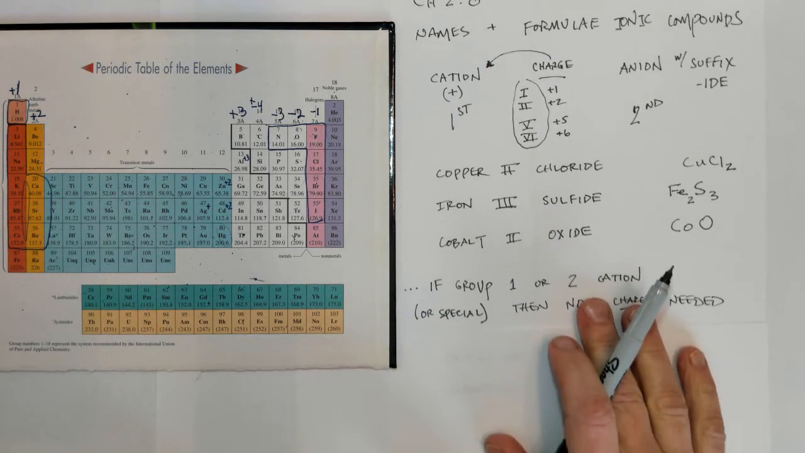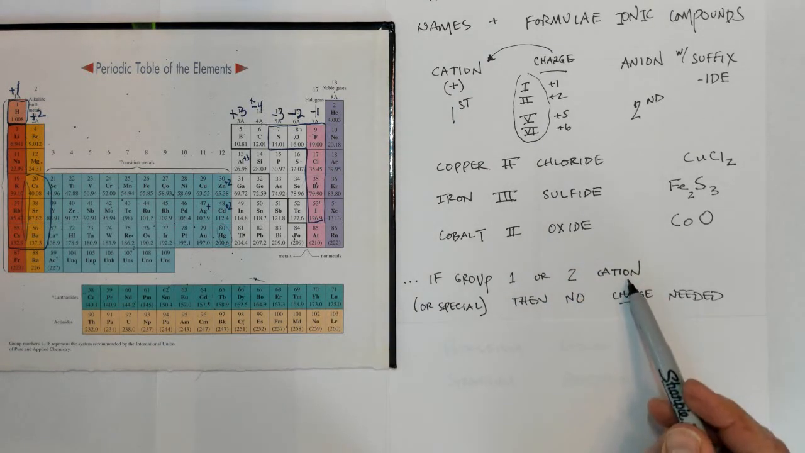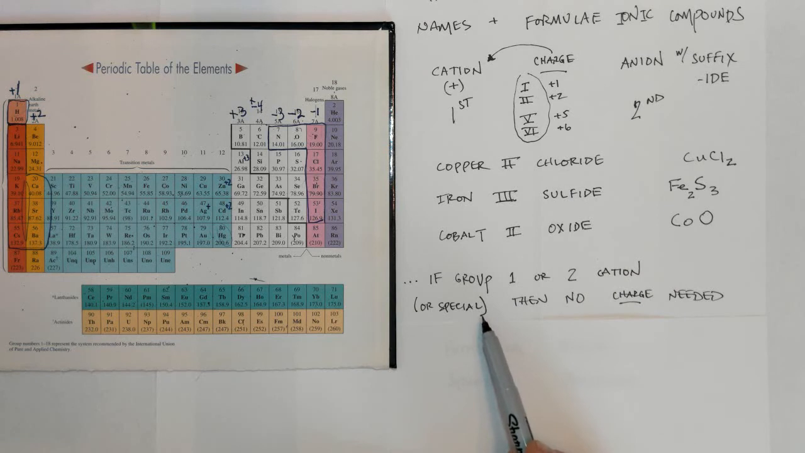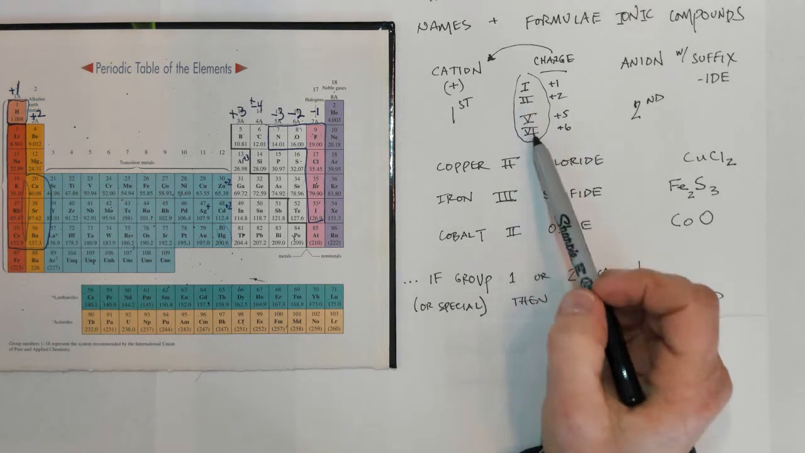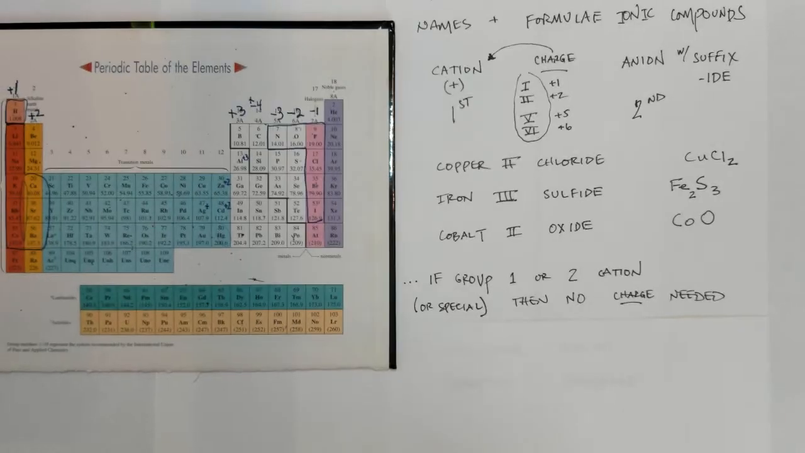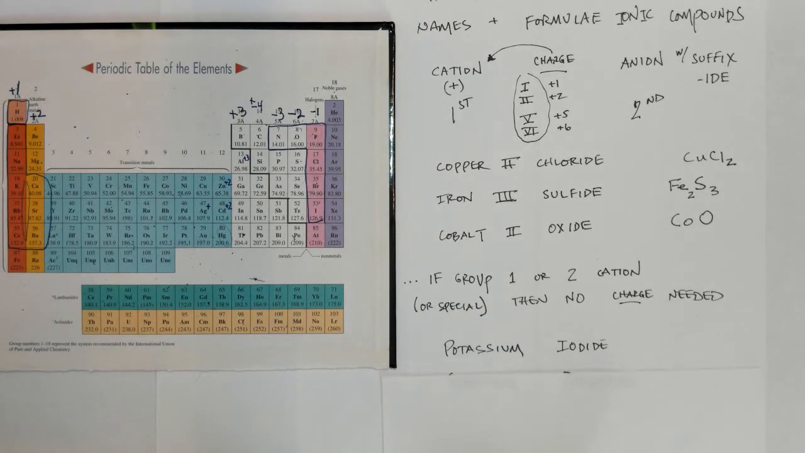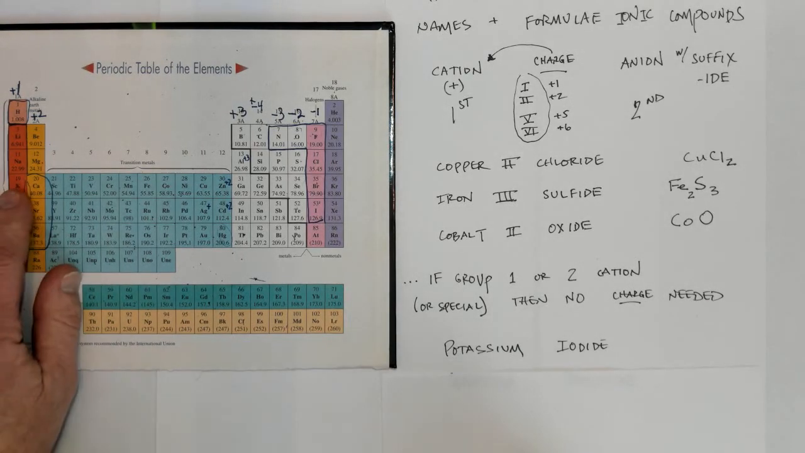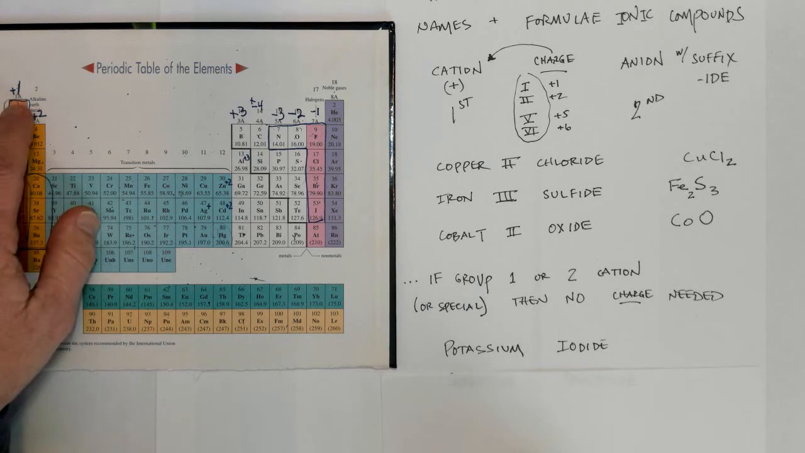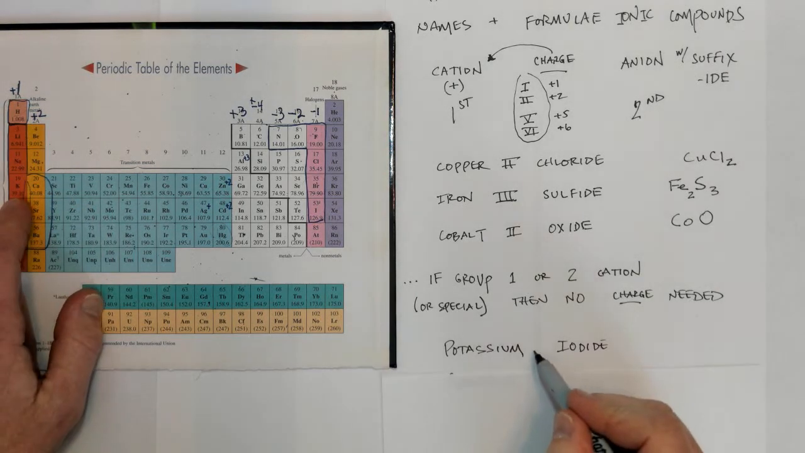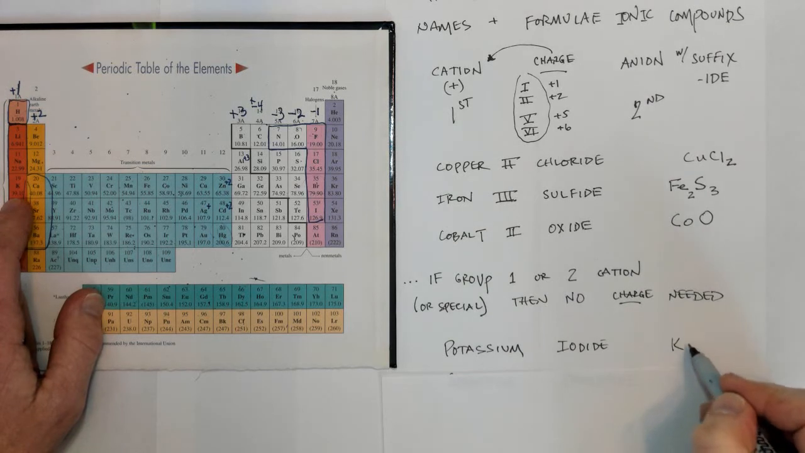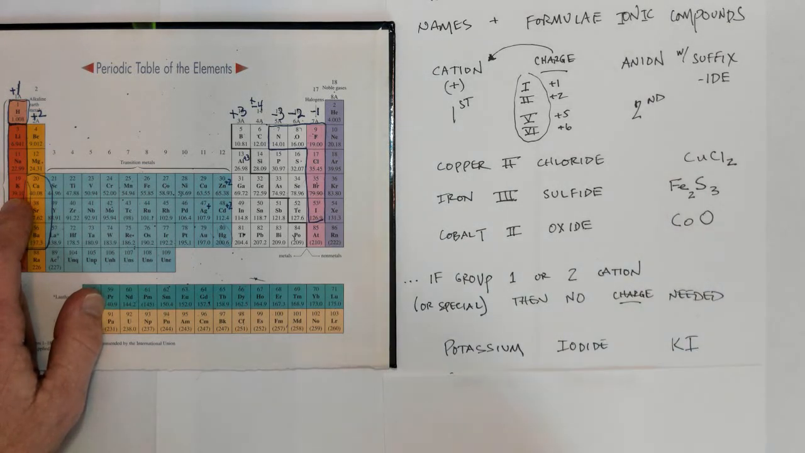Now, if it's a group 1 or group 2 cation, or a few special ones on the periodic table, then they don't need a charge. They don't need a Roman numeral listed with them. For example, potassium iodide. Since potassium is in group 1, and we know that it's always positive 1, you don't have to put the Roman numeral 1 in there, and that would just be KI.